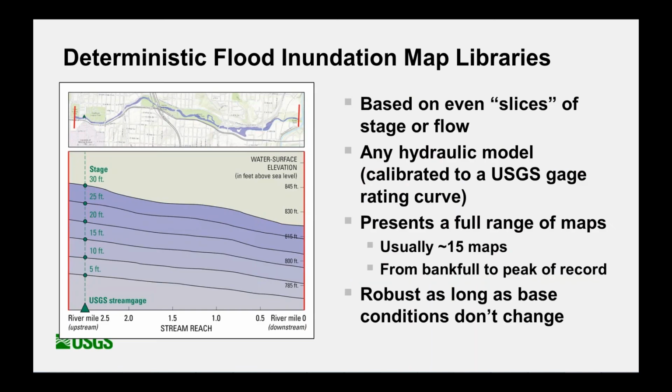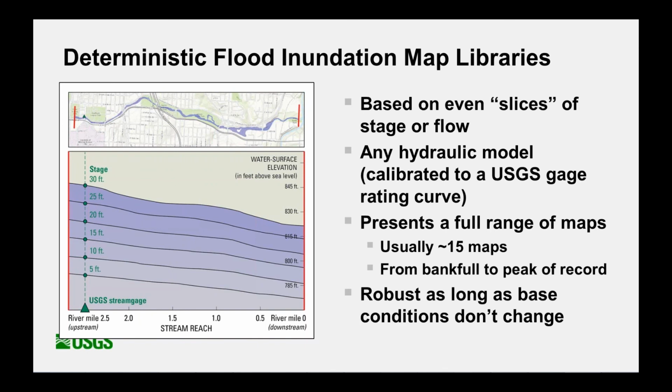Same modeling method, but different inputs and purpose from deterministic flood inundation map libraries. Created exactly the same. The difference is that we're going to feed in even slices of either stage or flow. The diagram that you see here shows 5-foot intervals. They can really be anything that's dictated by the accuracy of your elevation model that you're using to create that model and to derive those maps accordingly. You can really use any hydraulic model. The most common is certainly HEC-RAS, but any hydraulic model that's appropriate for that area. And we, of course, encourage you to use the USGS stream gauge and rating curve to drive that home and to be able to tie it into that real-time information.